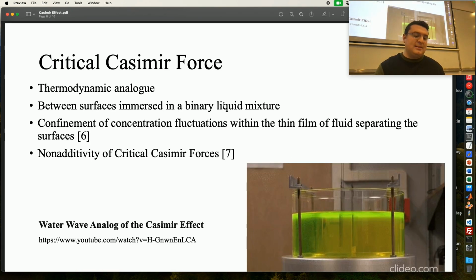A thermodynamic analog is the critical Casimir force. It acts between surfaces immersed in a binary liquid mixture close to its critical point and arises from the confinement of concentration fluctuations within the thin film of fluid separating the surfaces. Additionally, at Bilkent University, Giovanni Volpe and his team also studied the nonlinear behavior of the critical Casimir force, known as non-additivity, and this became the first experimental evidence in the world of non-additivity of the critical Casimir force.